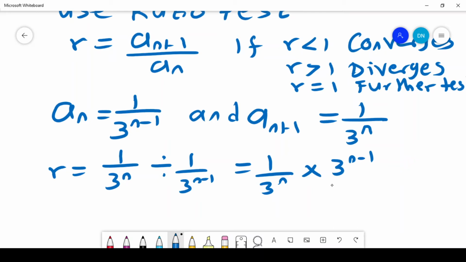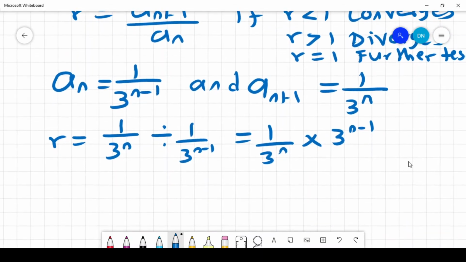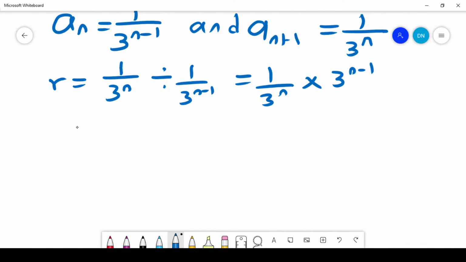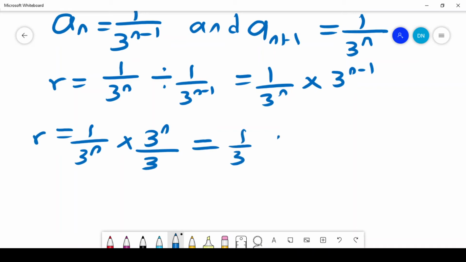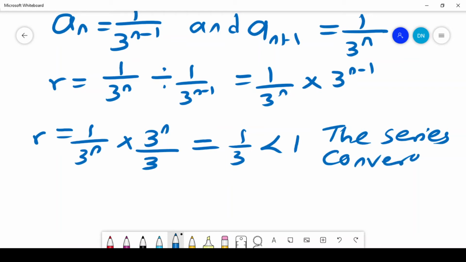This will be equal to 1 over 3^n times 3^n divided by 3. And that tells me that my R is that, which is less than 1. So the series converges by the ratio test. The ratio test helps us to show that the series converges. So that's the first thing that we have seen.